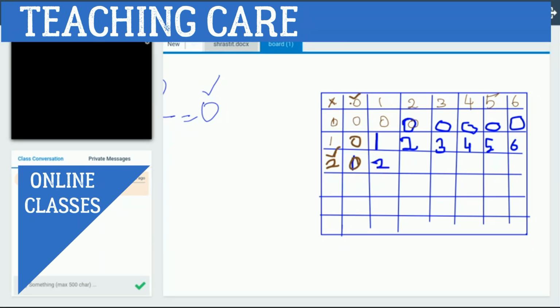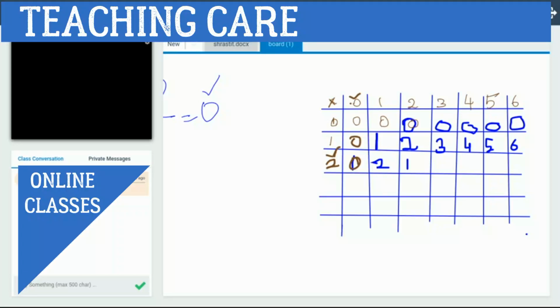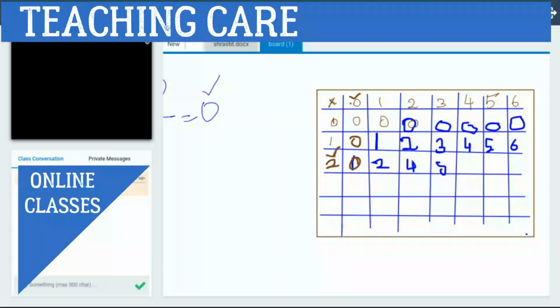Okay. Next, 2 times 2. 4. Then the next one. 6. I write it by hand only. Okay, I can understand. 2 times 4 is? 2 times 4 is 8. Yes. Then 2 times 5 is? Very good. Yes.